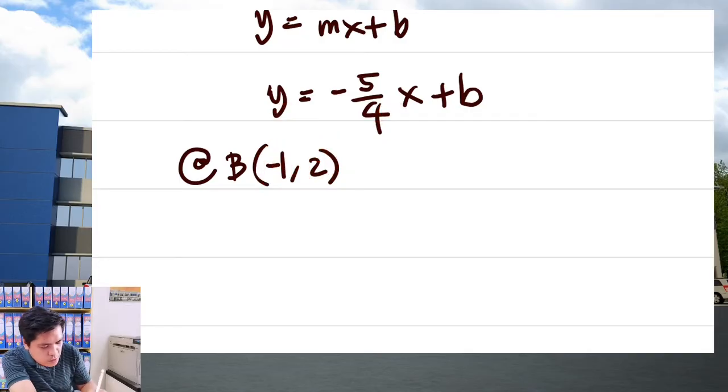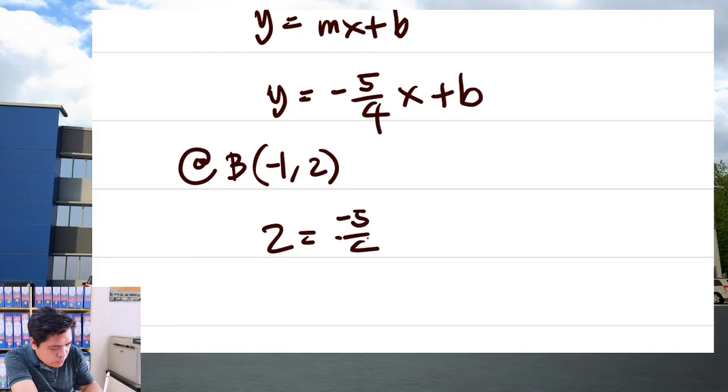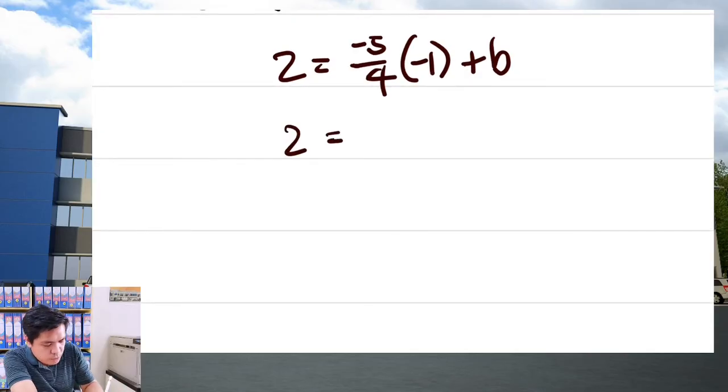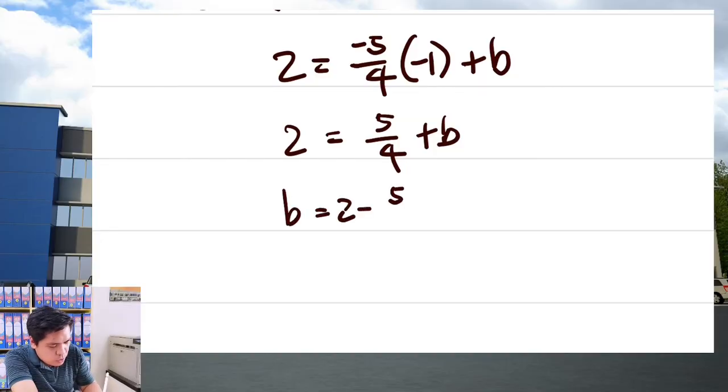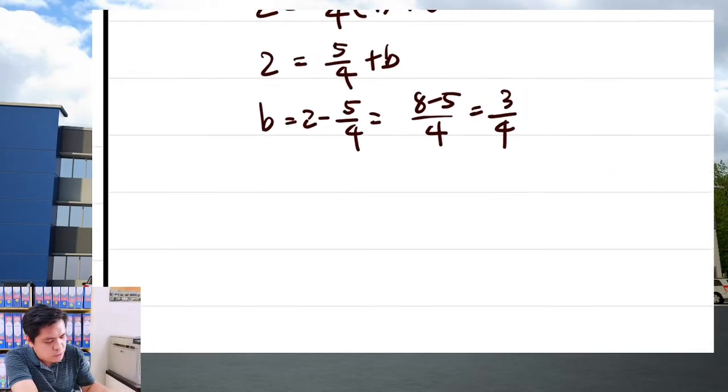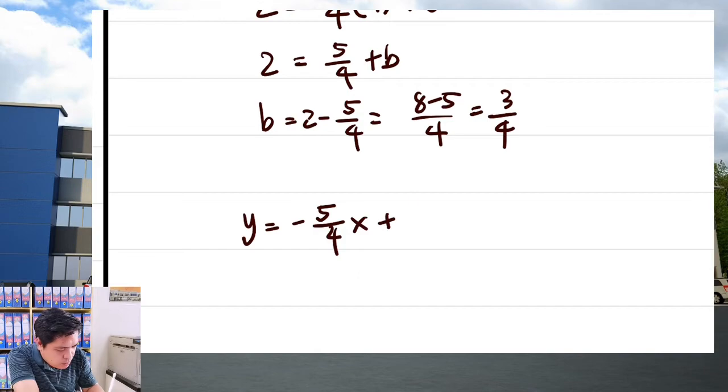So you just substitute these values to x and y. Okay? So that would be 2 is equal to negative 5 over 4 times negative 1 plus b. So from here, pwede natin masolve si b. So we have 2 equal to 5/4 plus b. So b is equal to 2 minus 5 over 4. That would be 8 minus 5 over 4, which is 3/4. So b is 3/4. So going back to the equation y is equal to mx plus b, we have y is equal to negative 5/4 x plus 3/4.